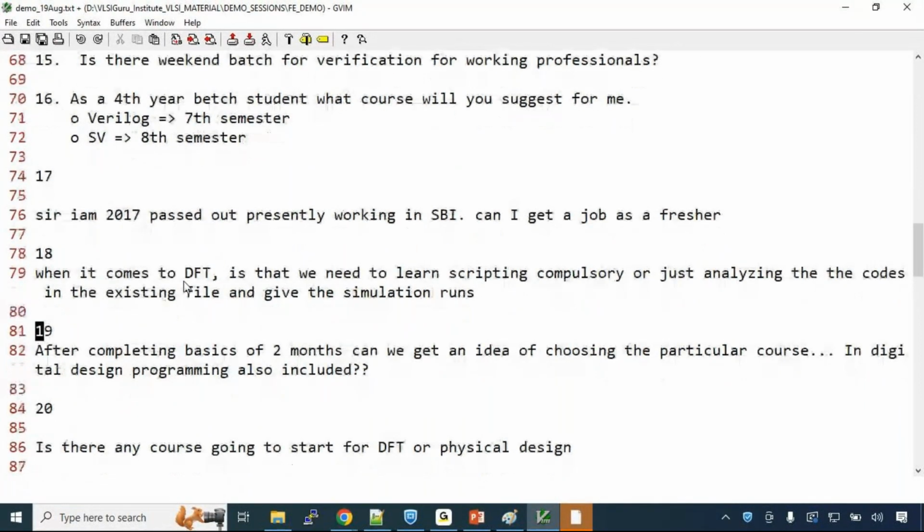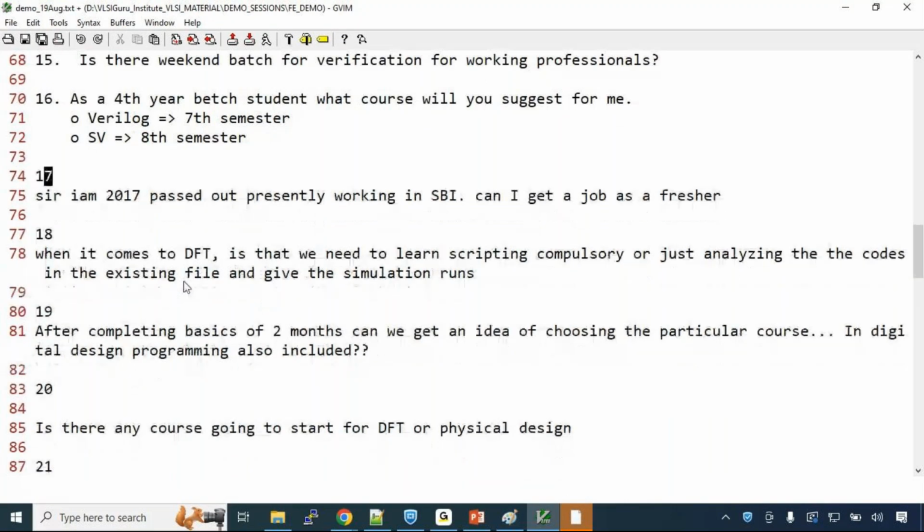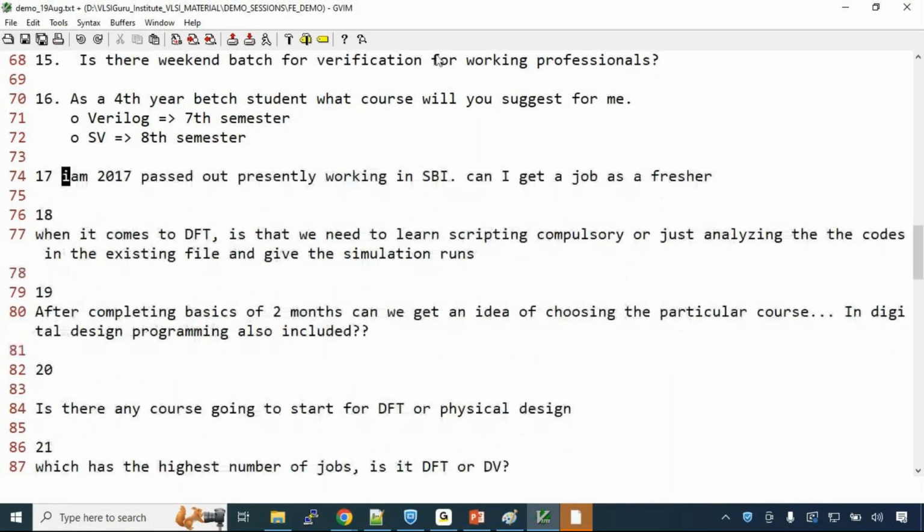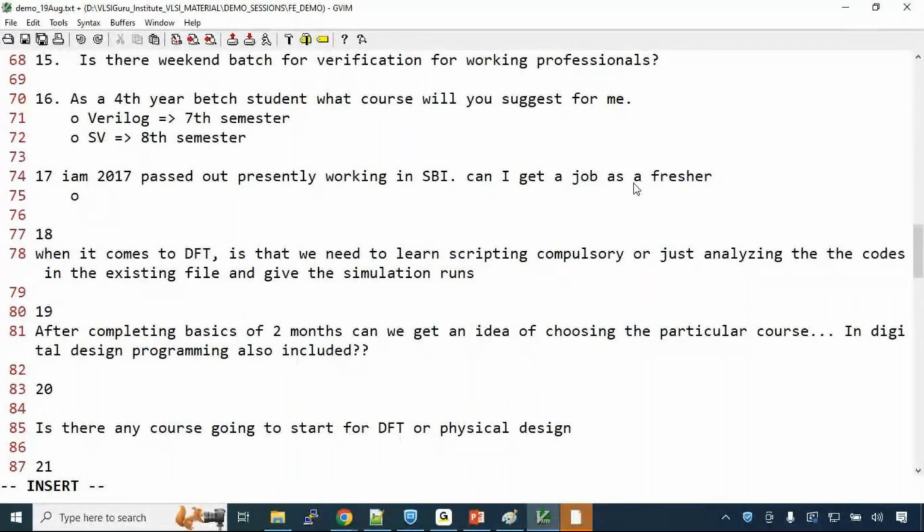This is the next question. I am a 2017 passed out, presently working in SBI. Can I get a job as a fresher? As a fresher, no, because as a fresher, companies treat the last 2 3 years pass outs as freshers, right? If 2017 means what? By the time you complete your training, you will have a 7 year gap.